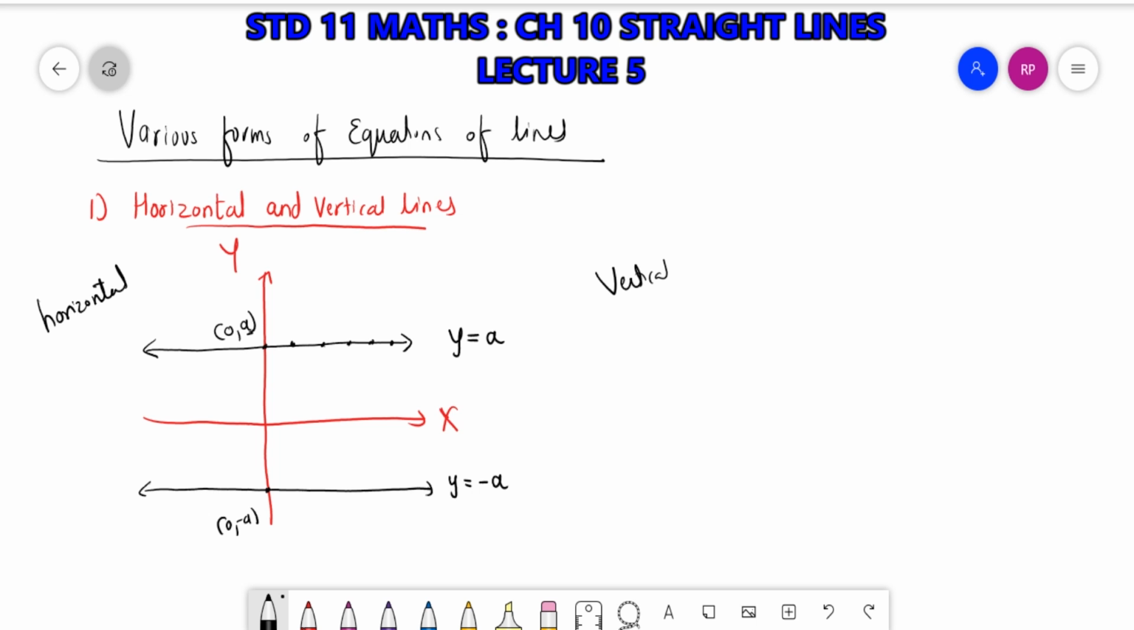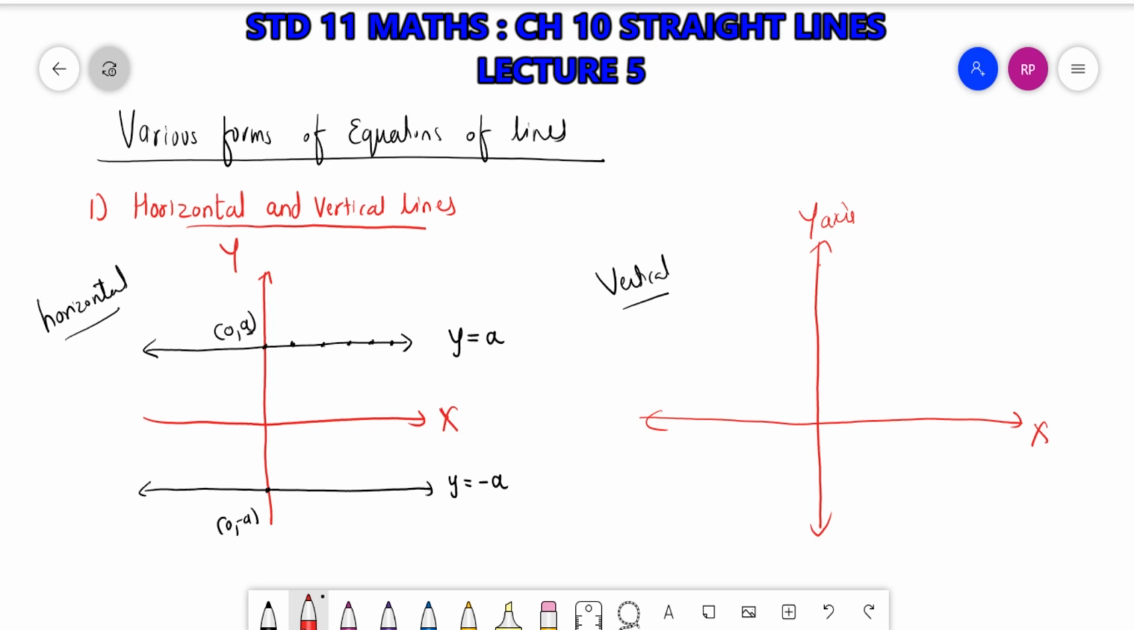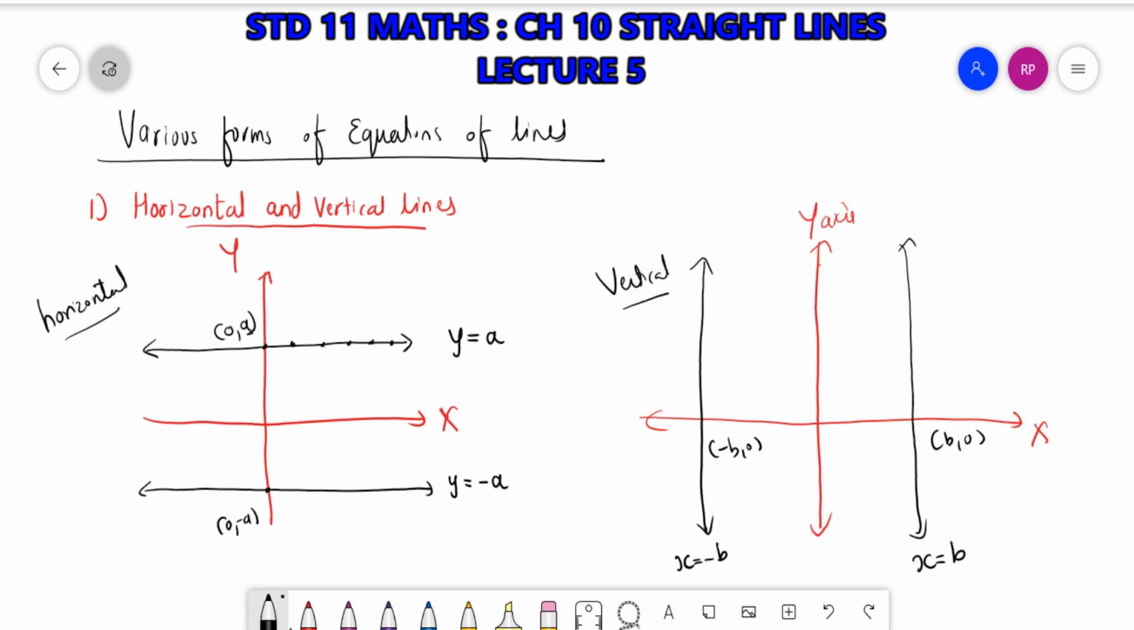Now for a vertical line, again let's draw the y-axis and x-axis. Now a vertical line means parallel to the y-axis. Okay, so if I draw a parallel line, and if this coordinate is (b, 0), then the equation of this line will be x equal to b. Okay, if it is on the other side, meaning where the x coordinate is negative, then the equation of this line will be x equal to minus b.